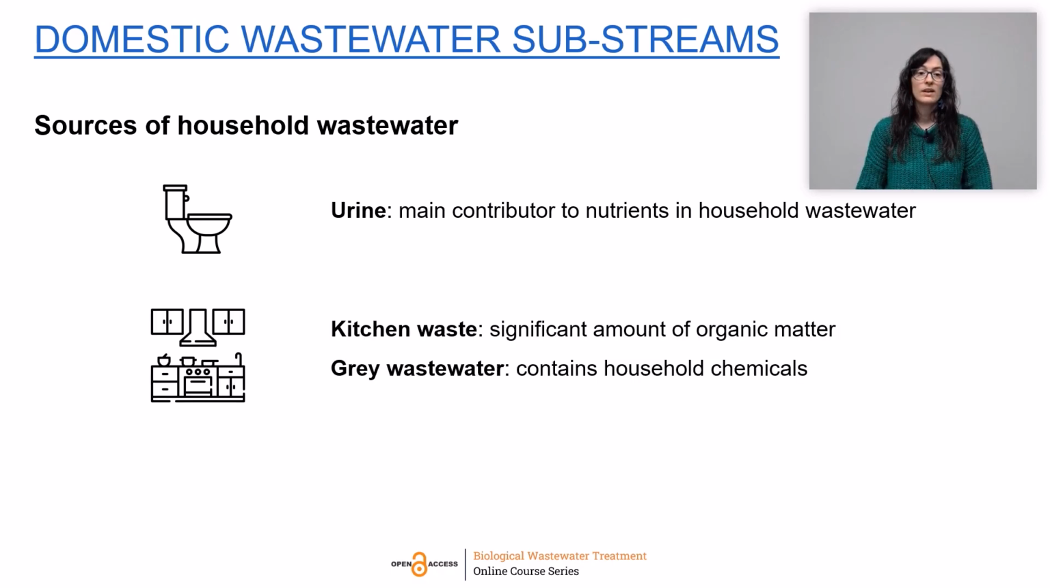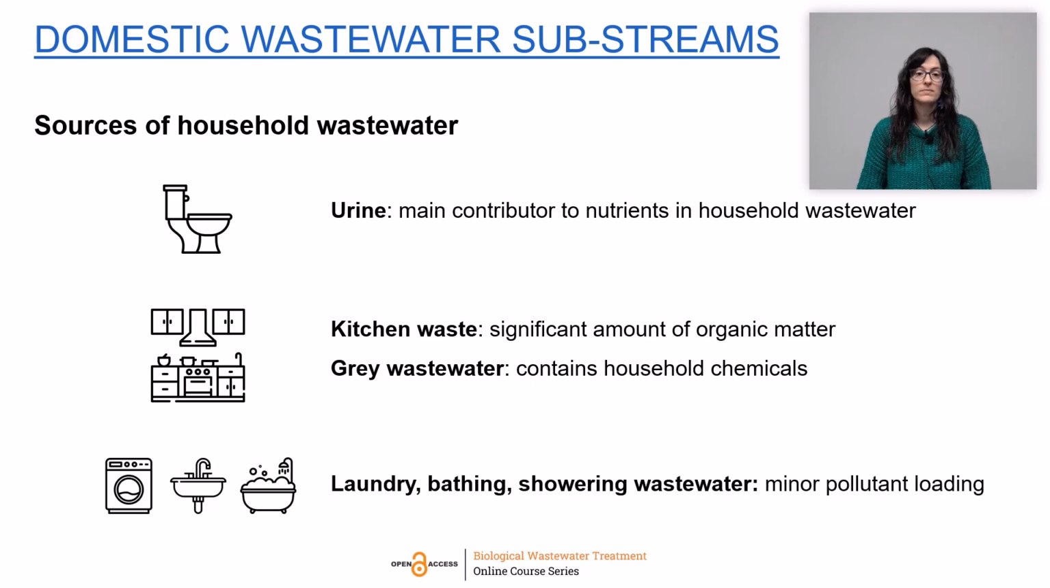The second source of wastewater in a household comes from the kitchen, and it includes kitchen waste that normally has a significant amount of organic matter, and gray wastewater, which might contain household chemicals. The third source of household wastewater comes from laundry, bathing, and showering wastewater, and this normally supposes a minor pollutant loading compared to the other two sources.